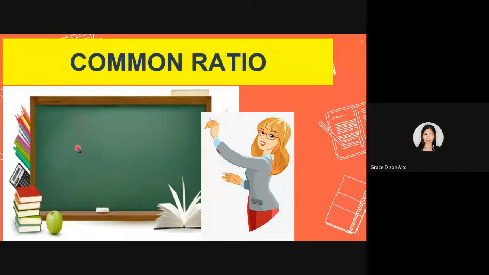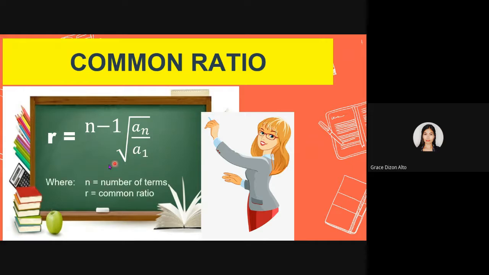We also have discussed the common ratio, in which the formula is r is equal to the n minus 1 root of a sub n divided by a sub 1, where n minus 1 is the number of the terms in the sequence minus 1, and we have to extract the root of the quotient of a sub n, which is our last term, divided by our first term. Same legends used: r is the common ratio, n is the number of the terms, a sub n is our last term, a sub 1 is our first term.